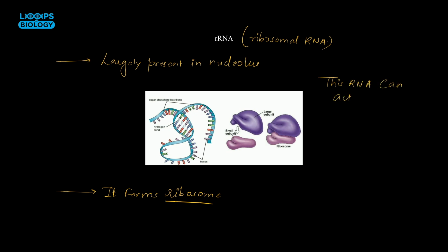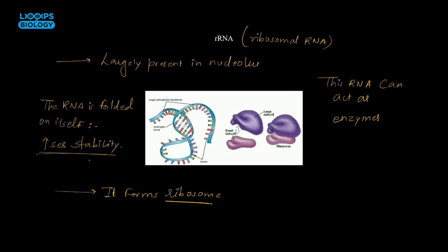Even though the polarity is 5' to 3' and the structure is single stranded, the RNA is folded on itself, and this helps in gaining stability. So it increases the stability of the structure. Alright guys, so this is one of the main concepts of rRNA.